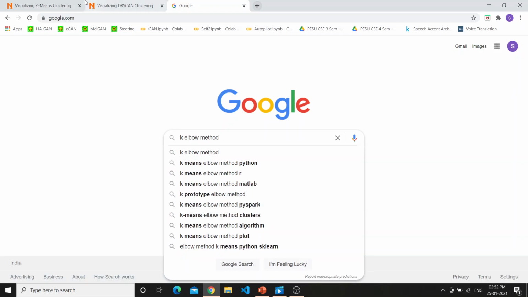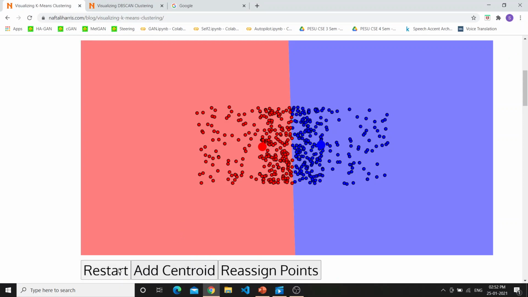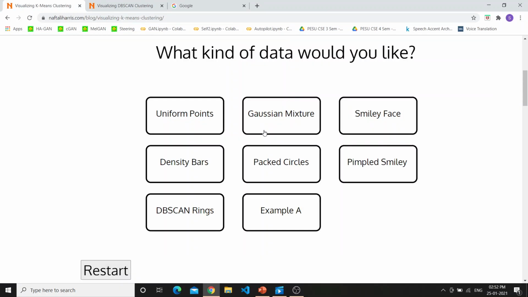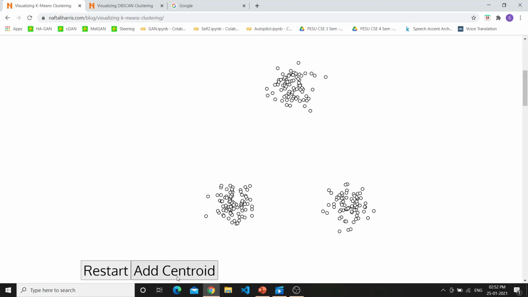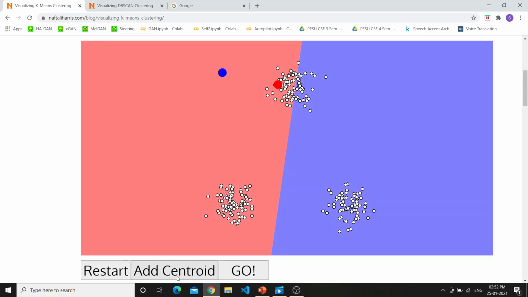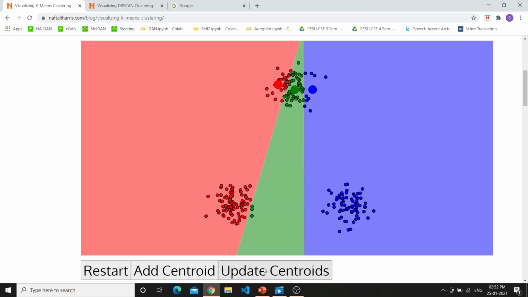Shreyas, could you go back to the proper distribution? Like a nice distribution, the Gaussian mixture. So as you can see here, there are 3 groups, and he has added 3 centroids, and just finish the entire process.